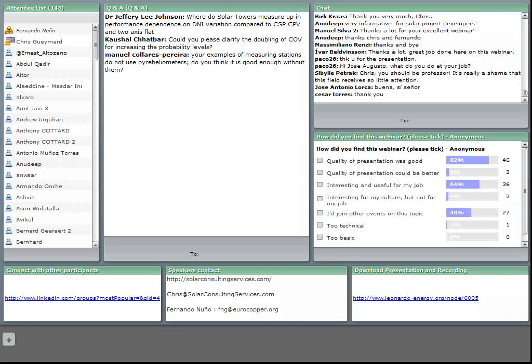Okay, so we have another question. Your examples of measuring stations do not use pyrheliometers. Do you think it's good enough without them? Thank you. Oh, actually, I showed examples with pyrheliometers, of course. Yes. If you are interested in DNI, you need that kind of data for sure.